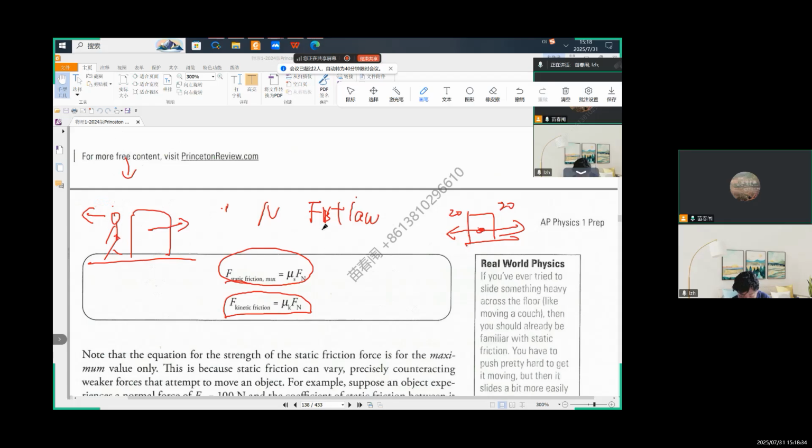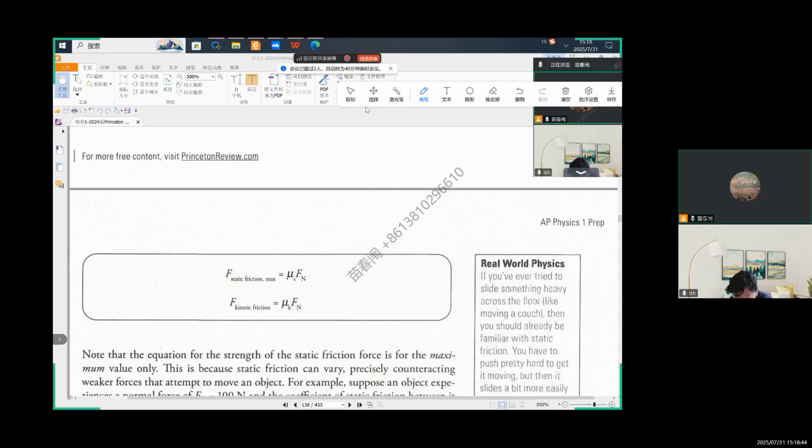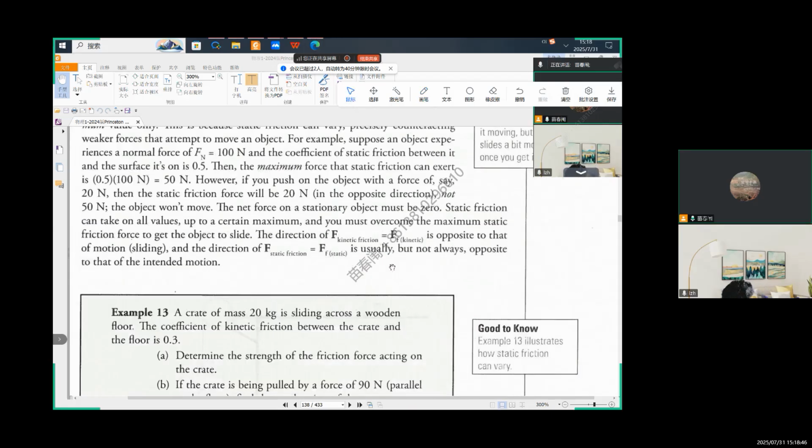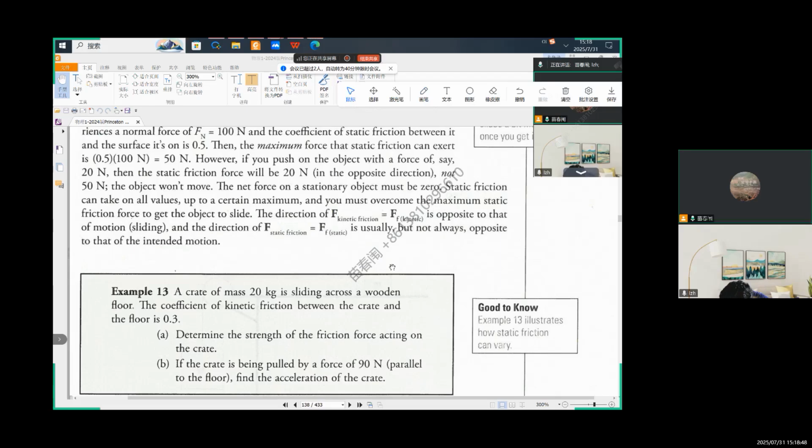So, like static friction, you can also use the first law to solve it. And you can also use maximum friction, which is the formula here. It depends on the situation. Does that make sense? Let's do a question, for example, 13.